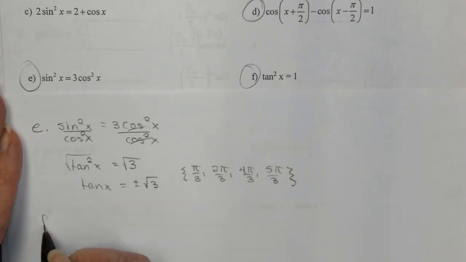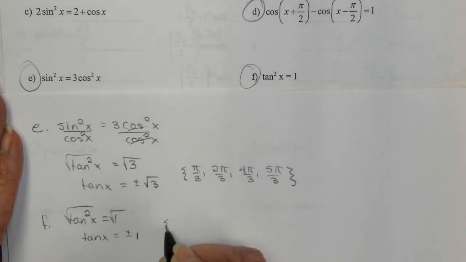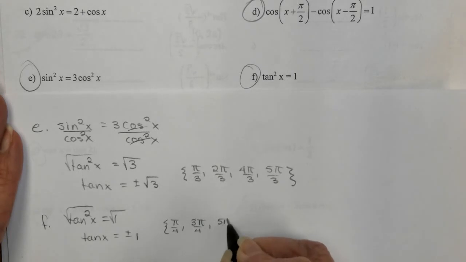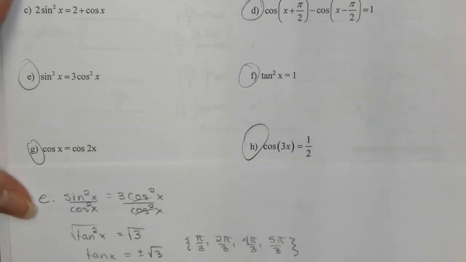Problem F is another tangent squared problem. So tan squared x is equal to 1. Just take the square root of each side and get tan x equals plus or minus 1. And again, we're going to get all 4 of our pi over 4 family answers. So 3, 5, and 7. And there you go. So we did E and F pretty much the same way. E was a little bit more complicated, but turns out that we used the same technique at the end. All right. So let's go ahead and look at problem G.